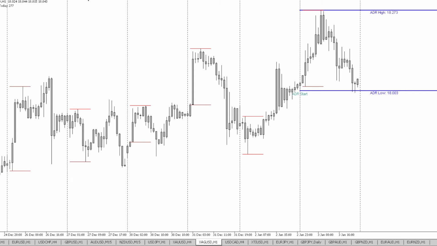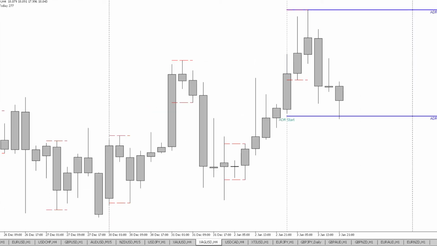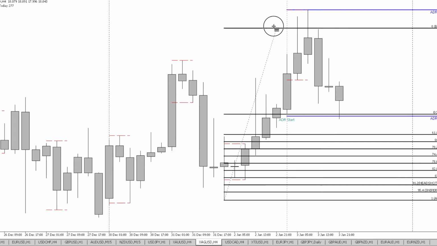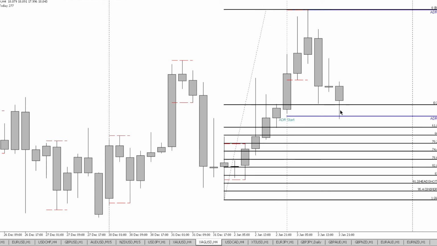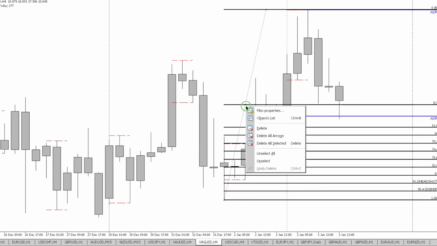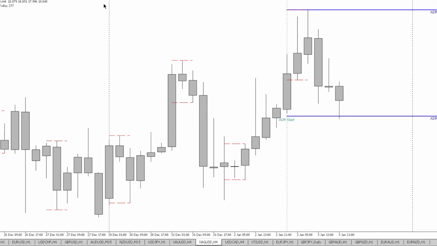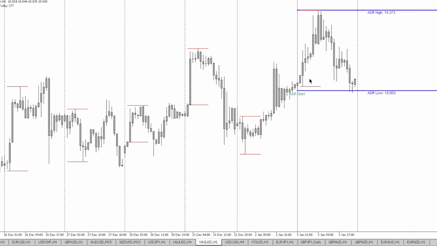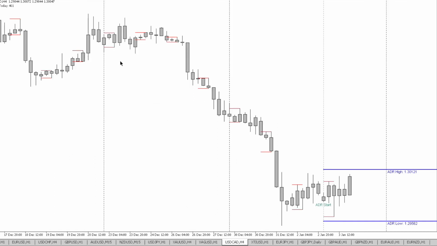Silver, say like here, this is a good example. We know we're looking for a pullback on silver. We pulled back down just past the 50%. So you would potentially be looking for longs now on silver, because we're at the ADR low. We don't expect price to move a lot further.